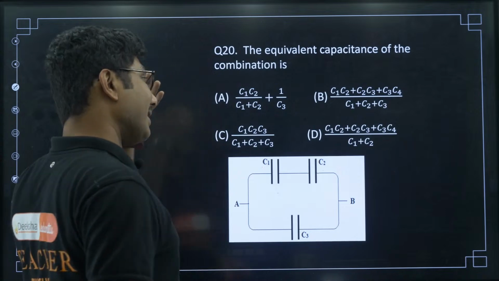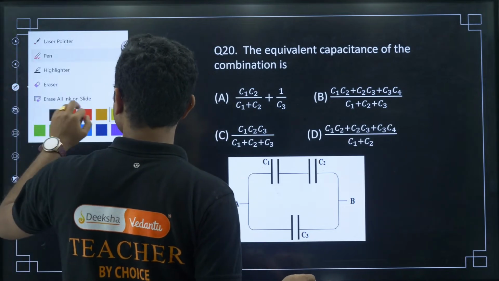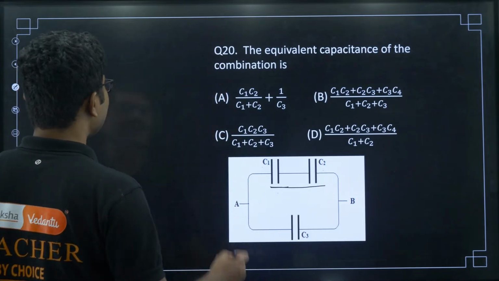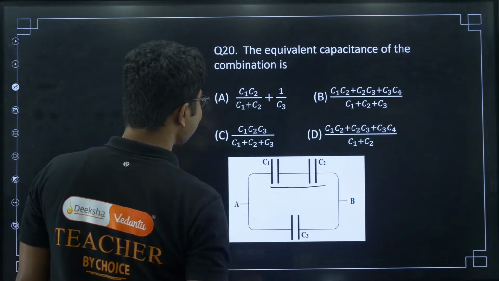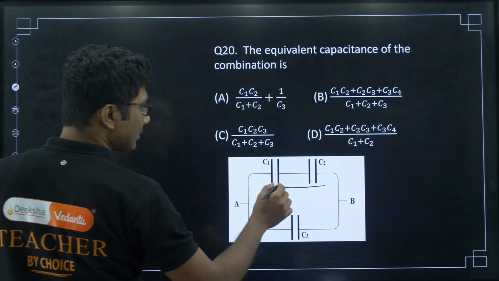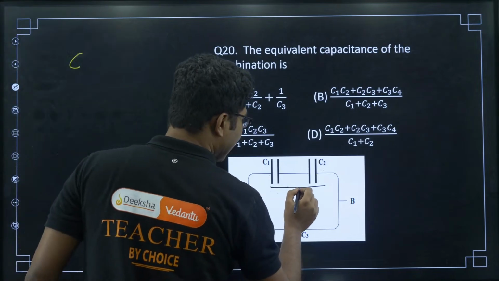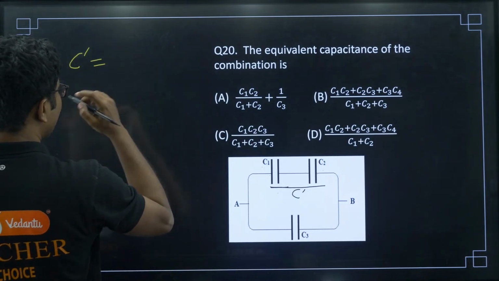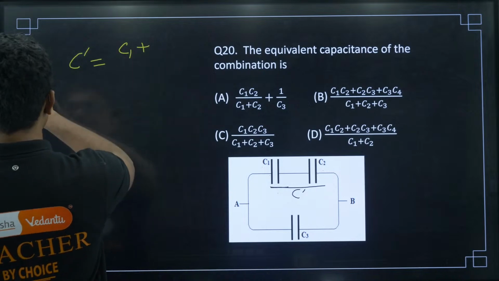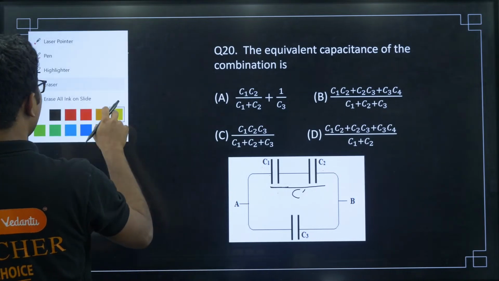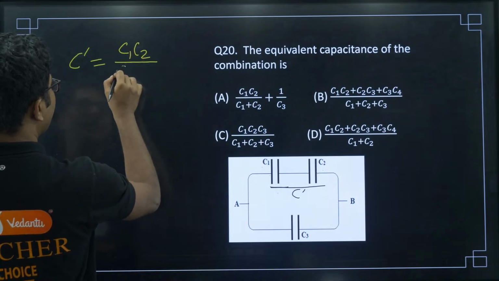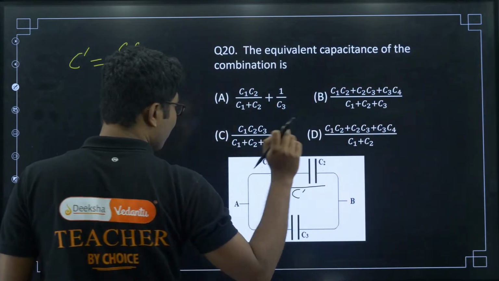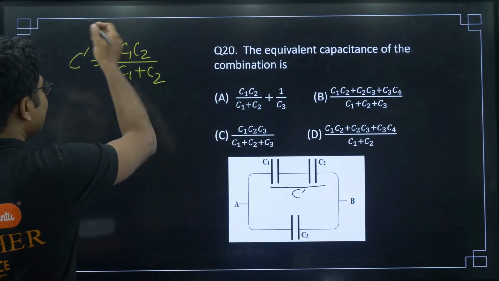No, not 20A. The first part is easy, both of them are connected in series. Two capacitors in series, suppose I replace them with an intermediate capacitor, say C dash. What is the value of C dash? We know that it is nothing but C1 C2 divided by C1 plus C2. This one we know, this is easy. For two capacitors in series, or two resistors in parallel, we can calculate it using this shortcut formula.